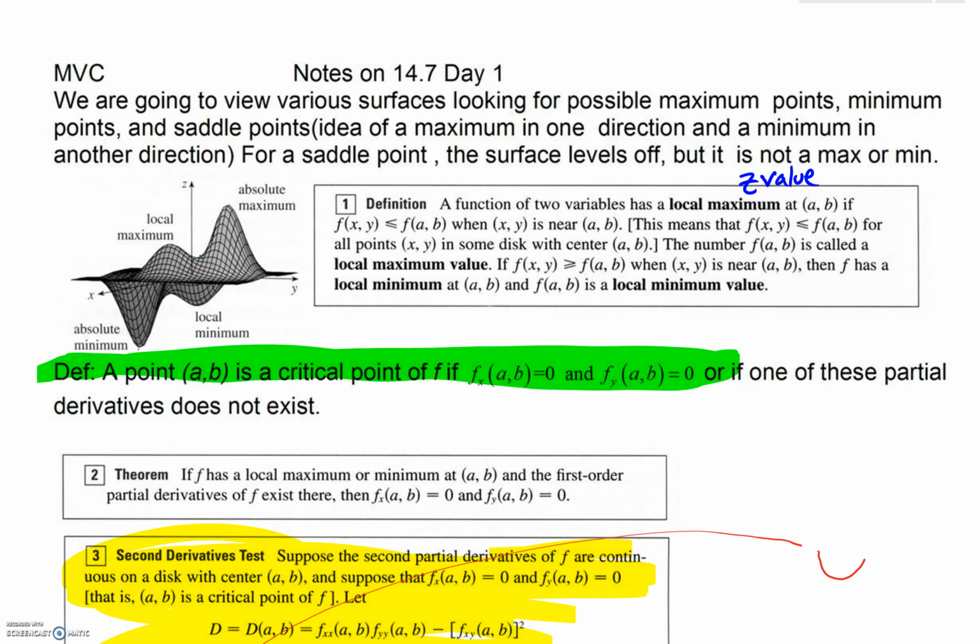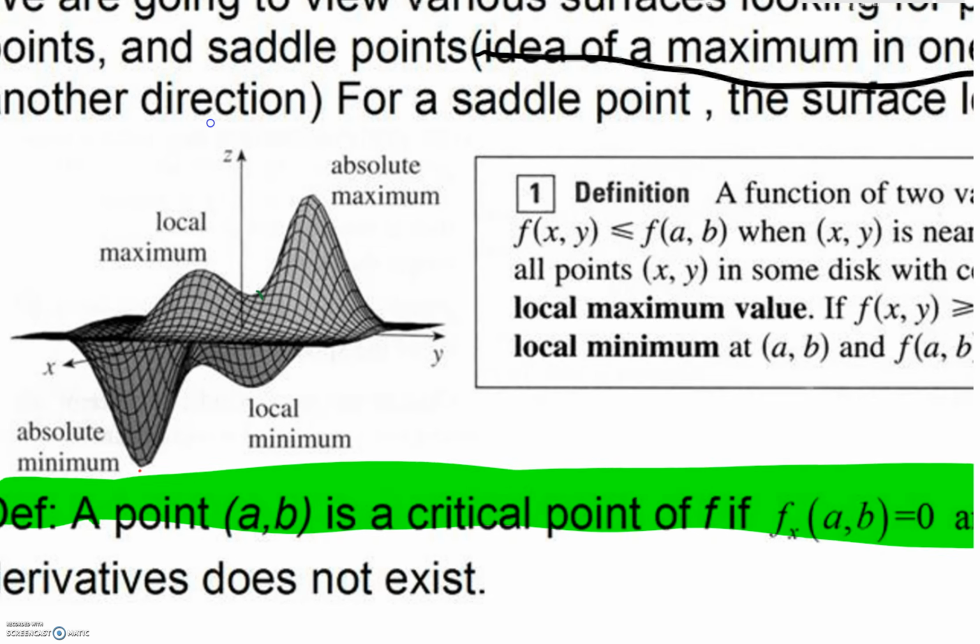Multivariable calculus, we're looking at lesson 14.7, day 1. We are going to be looking at maximum points, minimum points, and saddle points, and the saddle point might be the weirdest sounding part of this lesson. It's the idea of a maximum in one direction and a min in another. It says for a saddle point, the surface levels off, but it's not a max or a min.